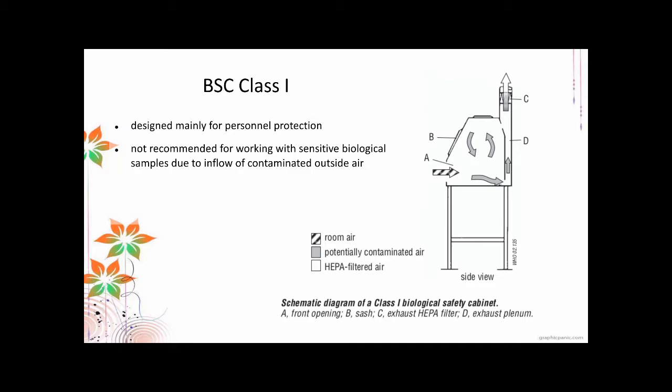So you have here the front opening. The front opening is also where you put your hands through, so you can work on the work area. So this is the work area. You put your hands through the opening, and this is your sash. The sash is basically a glass. Of course, you need to see what you are working on, so you have a glass view window here. That's the sash. In some cabinets, it can be opened or closed. Basically, you can raise it or lower it to accommodate the things that you put inside.